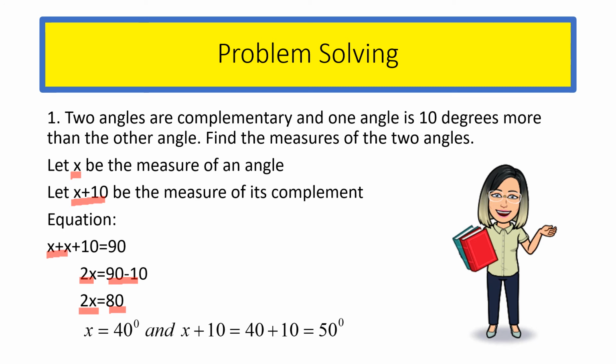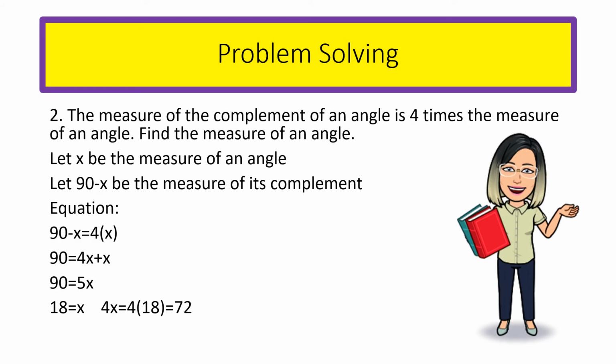The other angle is x plus 10. x plus 10 equals 40 plus 10, and 40 plus 10 equals 50. So we have our result. One is 40 degrees, and the other one is 50 degrees.